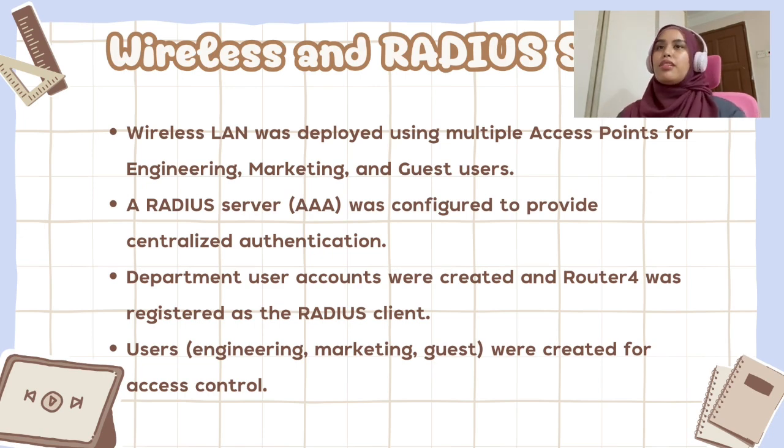Hi, I'm Faustina, and today I will be talking about our wireless and radius setup. Firstly, our wireless LAN was deployed using multiple access points for engineering, marketing, and also guest users. Then a radius server AAA was configured to provide centralized authentication. Department user accounts were created and router 4 was registered as the radius client. Users such as engineering, marketing, and guest were created for access control.